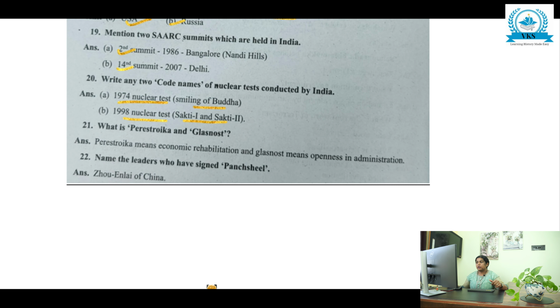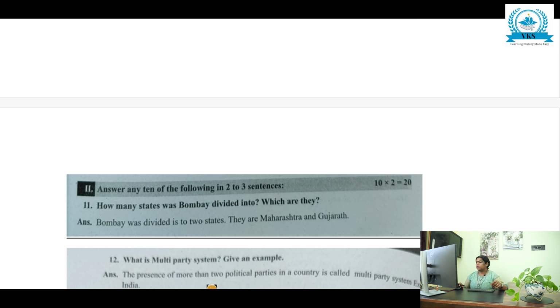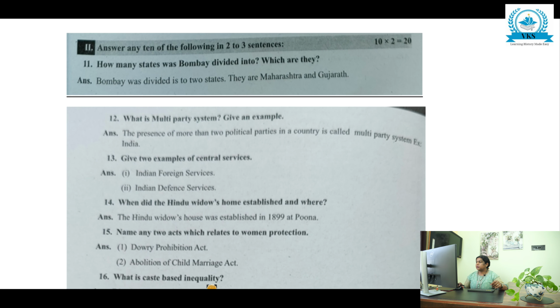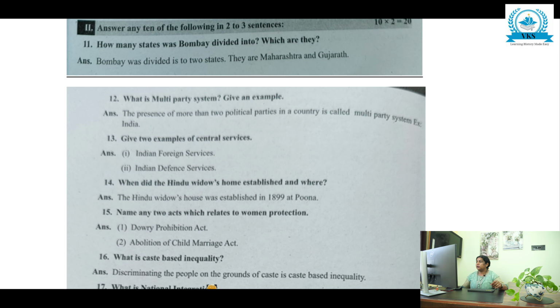What is perestroika and glasnost? Same repeated. Perestroika, economic rehabilitation, and glasnost means openness. Name the leaders who have signed Panchashila. Zhou Enlai of China. How many states was Bombay divided into? Which are they? Two states, Maharashtra and Gujarat.